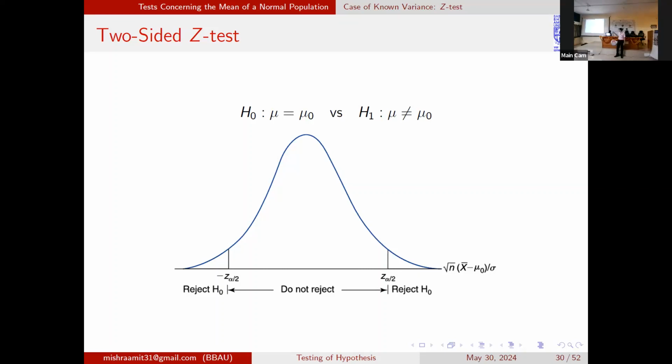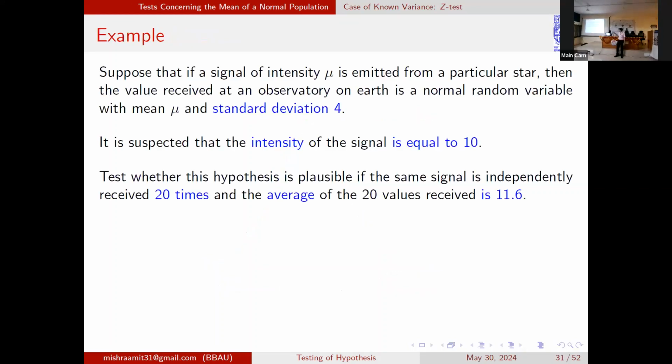Quickly go through this example. A simple example. There is a star, and we are measuring the intensity there with some technology, and we know that the standard deviation is 4. Now it is suspected that the intensity of the signal is 10. We want to test it. So we assume that normality is there, everything. We are assuming those things.